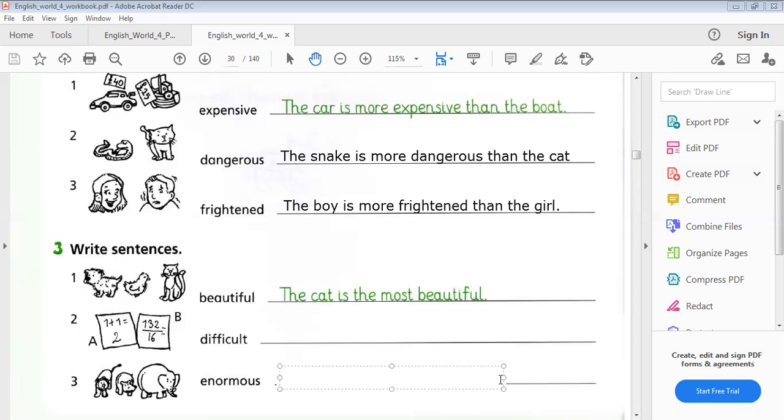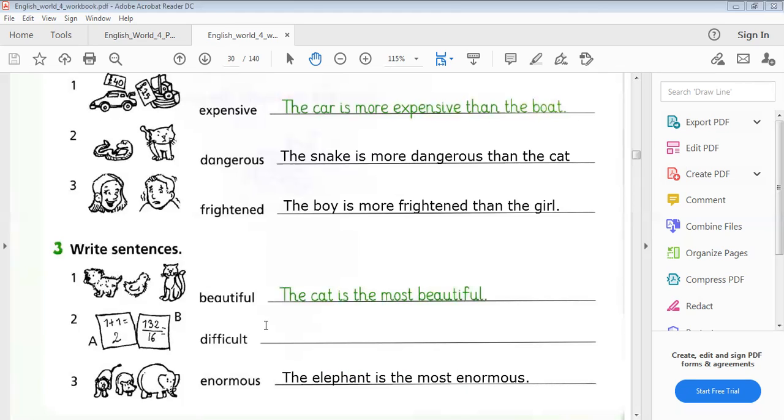So we write, the elephant is the most enormous. The elephant is the most enormous, just the most. Okay, so here, look at this one. This is a tricky one. Here it says the cat is the most beautiful, and here it says the elephant is the most enormous, but here we don't use the most. You see why? Because it is two.